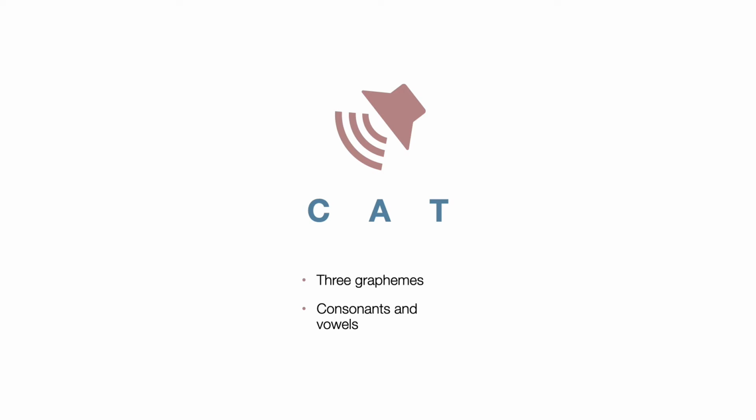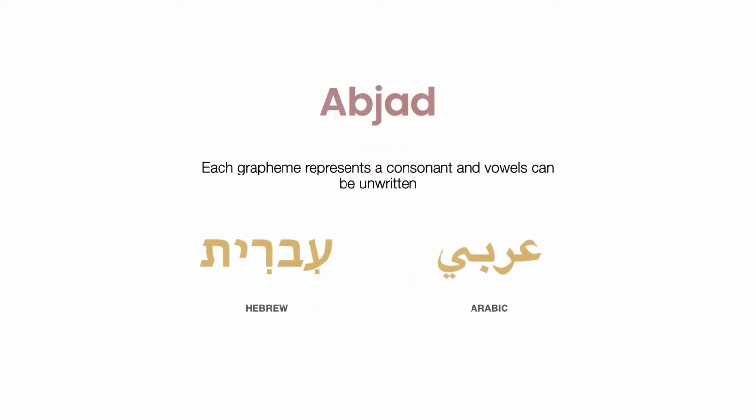Now, we may find alphabetic writing systems that are primarily made up of consonants where vowels are sometimes omitted. These alphabetic systems are known as abjads. Sometimes, a mark can be attached onto a grapheme that denotes a vowel, usually a long vowel. Examples of abjads are Arabic and Hebrew writing systems.